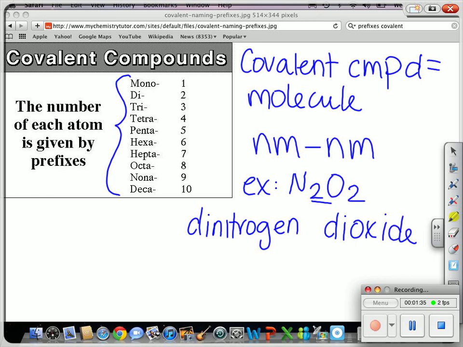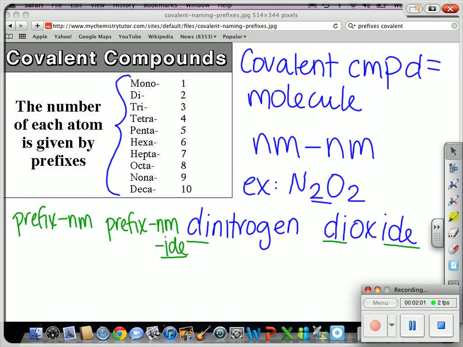So all we need to do for naming these molecules is add a prefix and add an IDE ending to the second one. So the generic way this works out is you write prefix, nonmetal, then you write the other prefix, the second nonmetal, and you add an IDE. Okay, that's the generic formula for that.